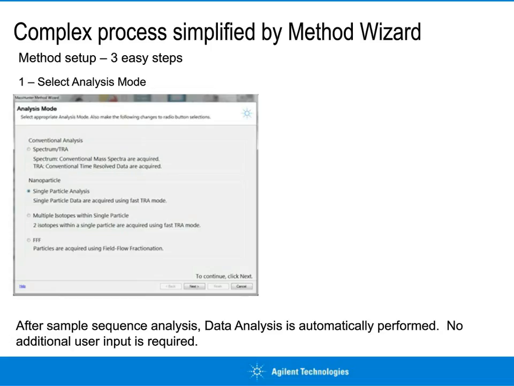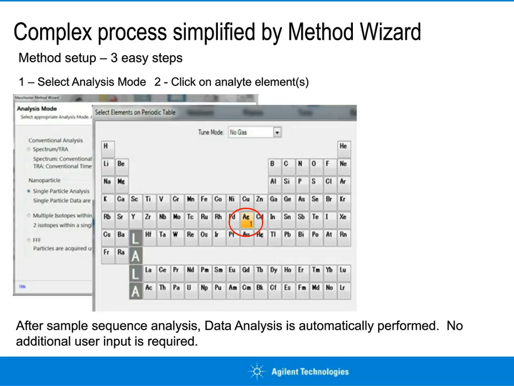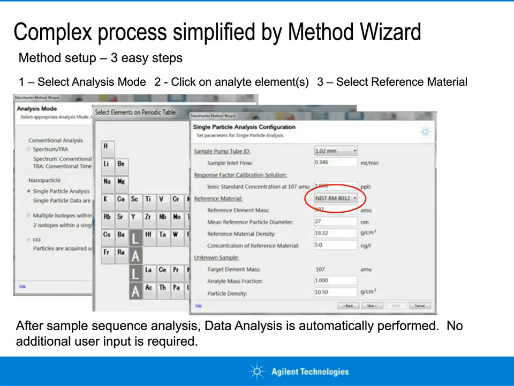I know this is a little bit hard to read, but in the center you can see that we've added the nanoparticle analysis mode, and you can just click the button that says single particle analysis. And then if you click the next button, you will go to step 2, where you just point to the elements on the periodic table that you want to analyze, and then you click next, and you select the reference material that you're going to use from among the standard NIST reference materials, for example.